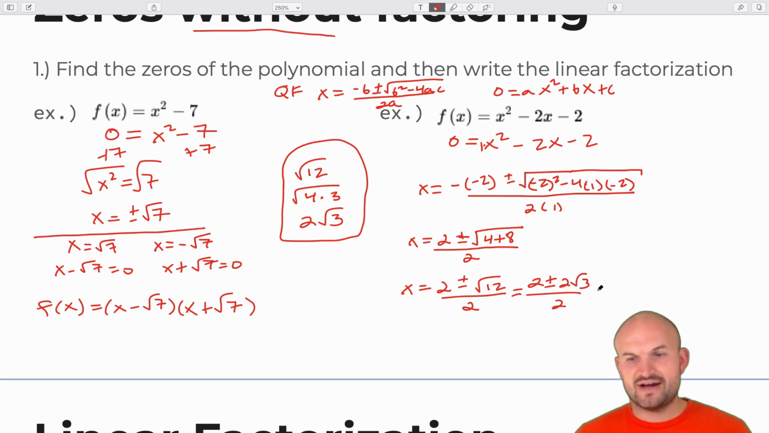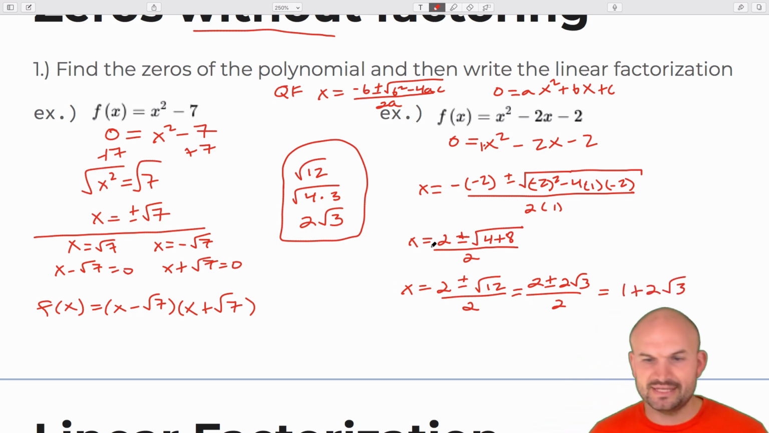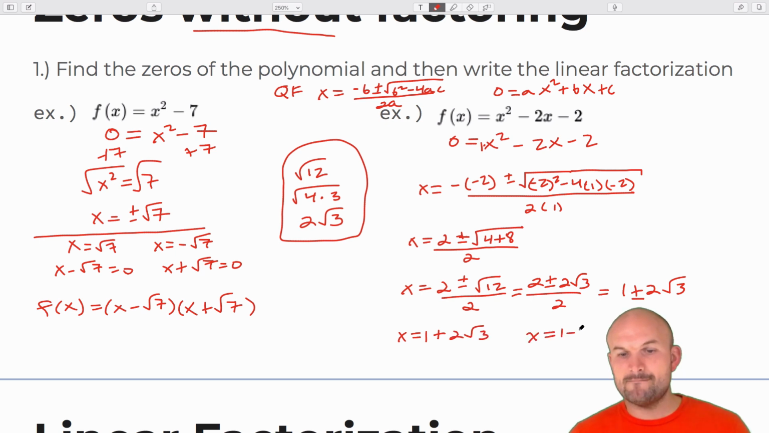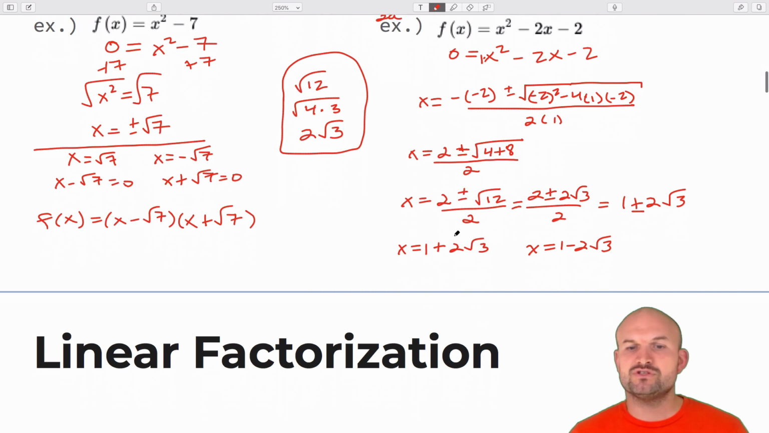Now that 2 can divide into both those terms, and I'm left with 1 plus or minus 2 square root of 3. Now the interesting thing here is, again, remember these are the solutions. These are the zeros. So, oops, I'm sorry, that's a plus or minus, right? So technically we have x is equal to 1 plus 2 square root of 3, and x is equal to 1 minus 2 square root of 3. So if I wanted to set these equal to 0, like I did over here, I need to subtract the 1 and subtract the 2 square root of 3.